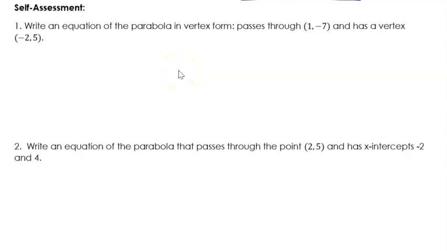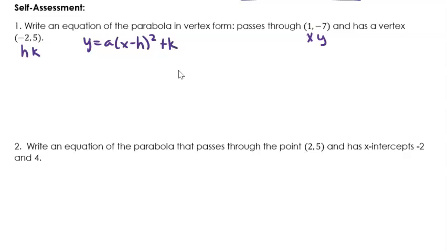Okay, this is the Algebra 2 2.4 self-assessment portion. So we'll go through these a little faster since we have already been through the notes. This gives you a point it goes through, that's x, y, and a vertex, that's h, k. So that tells me I should use vertex form.